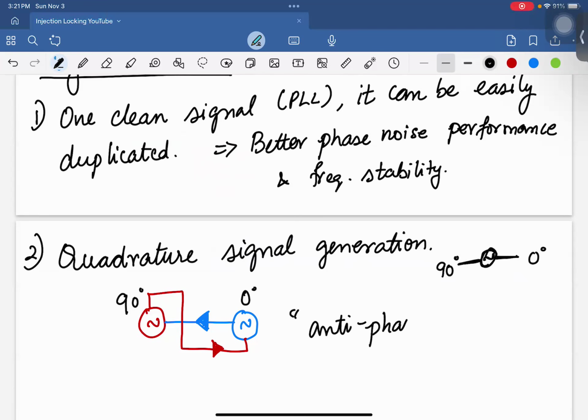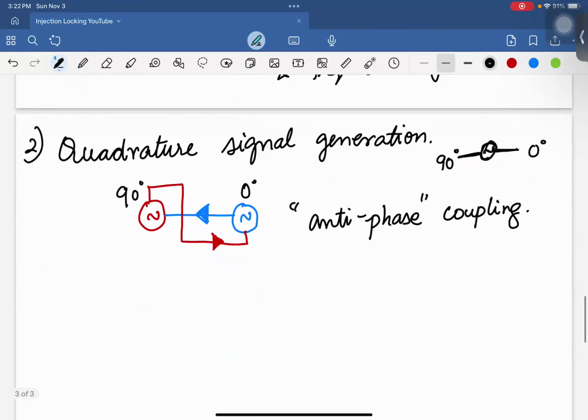Strictly speaking, this is not injection locking. It's like coupled oscillators because you're locking both ways, F0 and F1 to each other, in a specific way called antiphase coupling. But we'll see that the phenomenon of injection locking will also explain this. And then there are other advantages, or other applications, I should say: subharmonic and superharmonic locking.